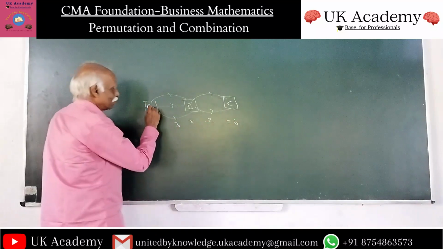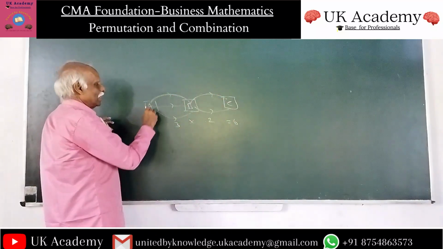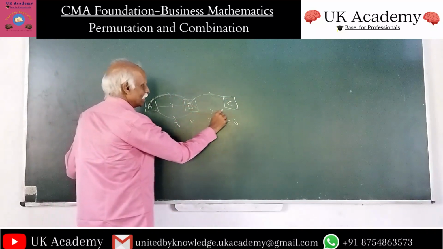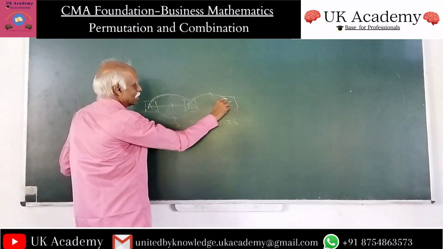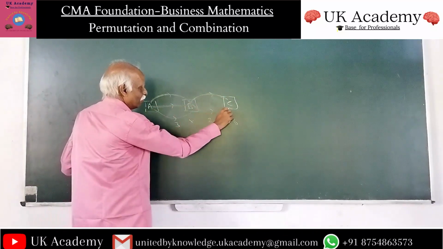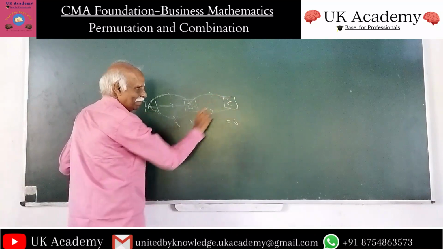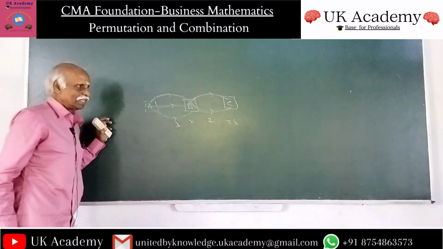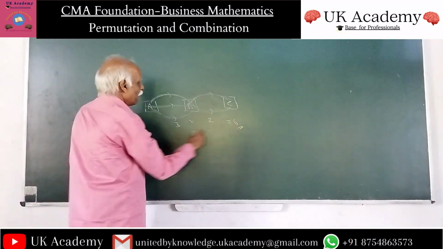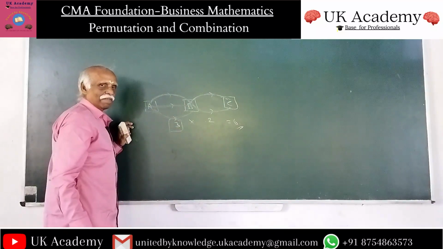The reason is very simple. You can go in this way, which is 1. You can take this road and go by this road in the second way. Similarly, this is the third one. This one is the fourth one. Finally, you can catch this road and go in this way. So totally 6 ways.